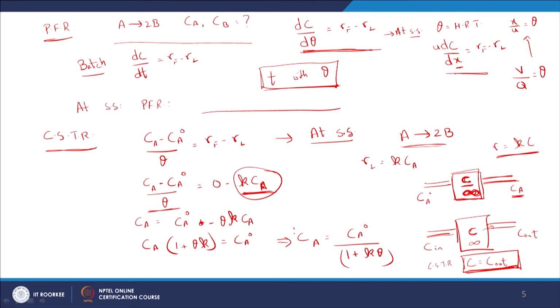So where are we here? CA equal to CA naught by (1 plus K theta). Let me write that down. CA is equal to CA naught in, by 1 plus K times theta. So this is what we have.